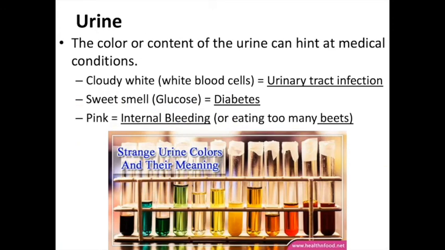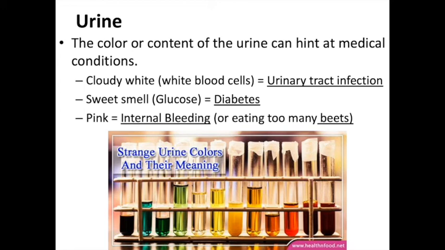Oddly enough, you also get some other colors too. They're kind of strange. So just to go through some examples. Turns out, by the way, you can get like every color of the rainbow for different reasons. If you see a cloudy white color, that means you probably have some kind of infection, most likely a urinary tract infection. The cloudiness is actually a bunch of white blood cells. When you have an infection, some kind of bacterial infection, your body sends white blood cells to the area to fight it off. So now you have a lot of white blood cells in your pee, making it cloudy looking.